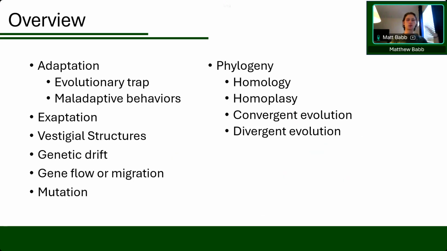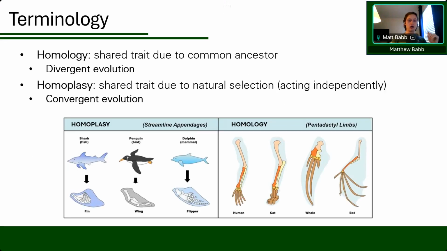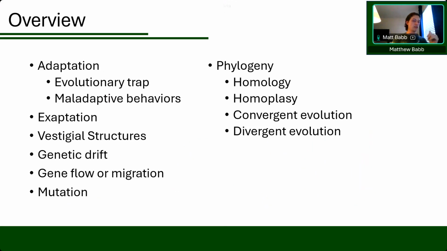And so just real quick, here's an overview. I hope that those examples and that terminology are really helpful in helping you to construct phylogenetic trees. This is actually the overview of the previous lesson, but we can go over that real quick. The things we talked about in the previous lesson involve adaptation and exaptation, as well as vestigial structures and genetic drift. And also in today's lesson, we talked a lot about phylogeny, specifically homologies, convergent evolution, and divergent evolution.